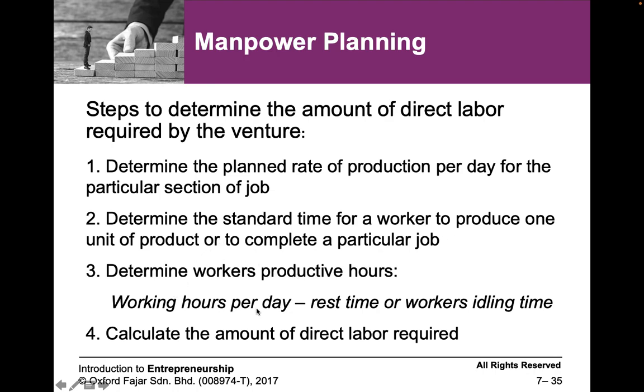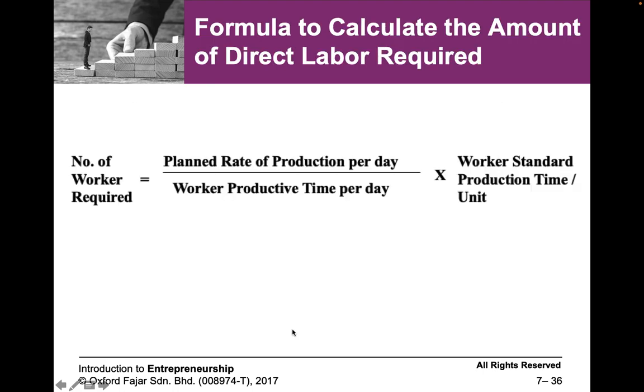Working hours per day, for example, 8 hours minus rest time or workers' idling time. Normally a company will have about 1 hour of rest time. So you will get 7 hours here for the workers' productive hours. And then calculate the amount of direct labor required using the formula here.